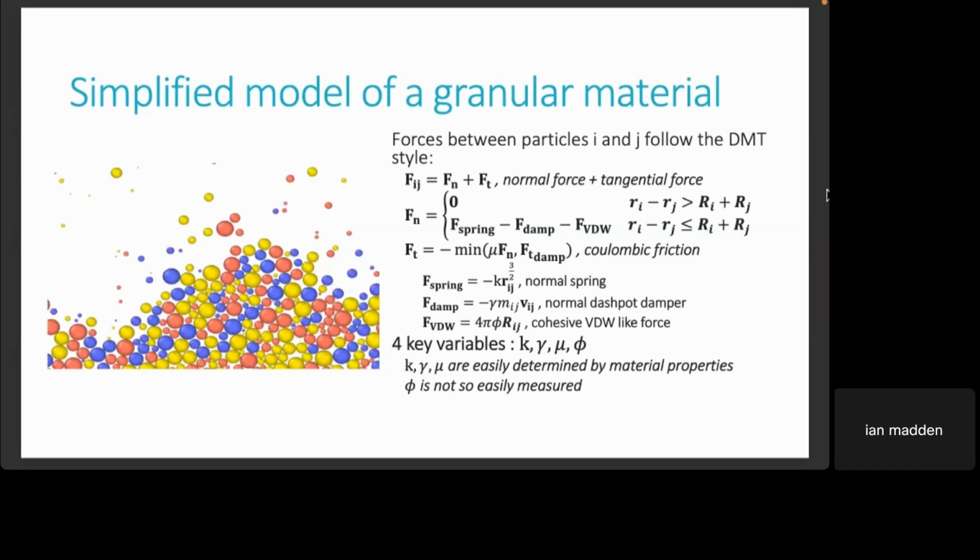So basically, there's 4 key variables here. You have K, gamma, mu, and phi. And K, gamma, and mu are pretty easily determined from material properties, but phi within this model is less so well determined. So it comes down to essentially trying to figure out what is the appropriate phi for this sort of simulant that we're interested in. So next slide, please.